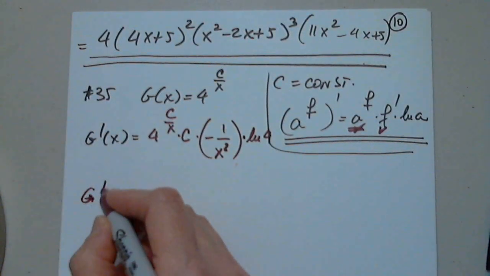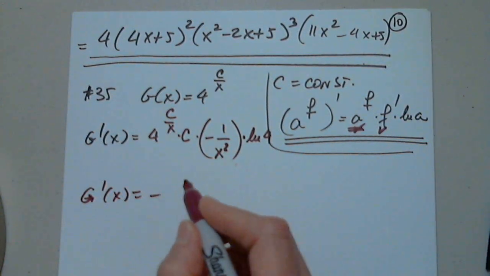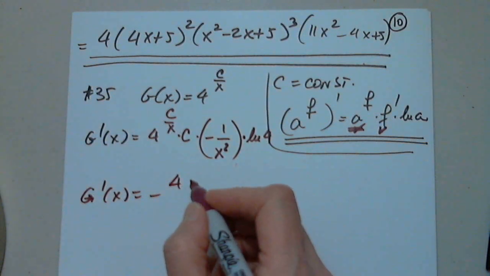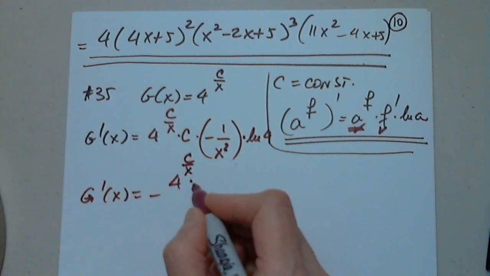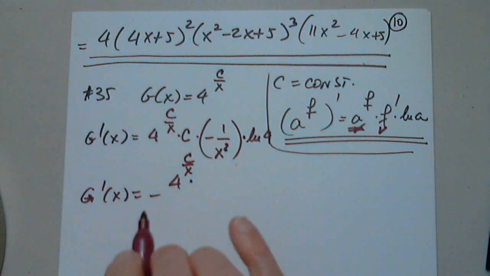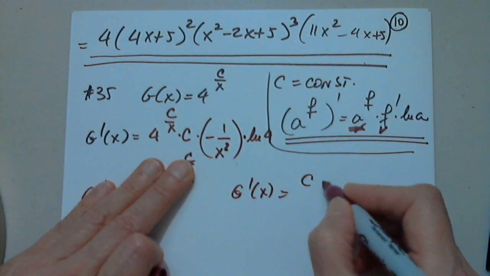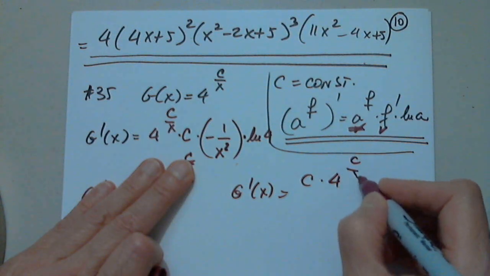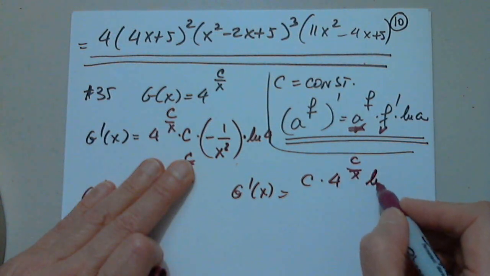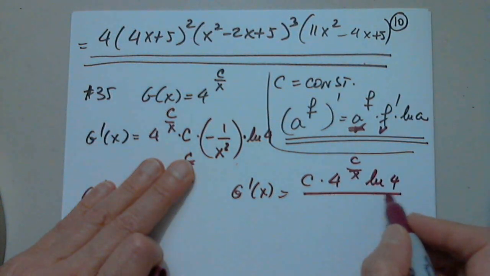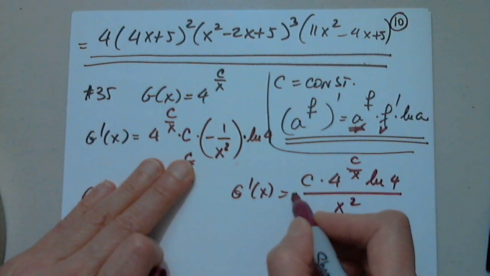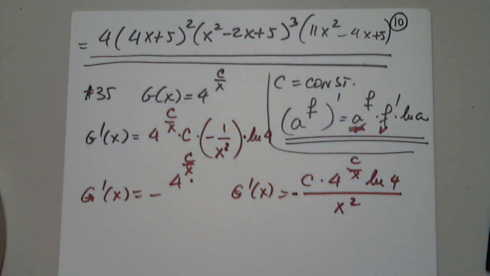So g prime of x equals negative 4 to c over x. I should put c in front. I want to put c in front. Sorry. So g prime of x equals c times 4 to c over x times natural log 4, everything divided by x squared, and of course with minus in front. Is that clear?